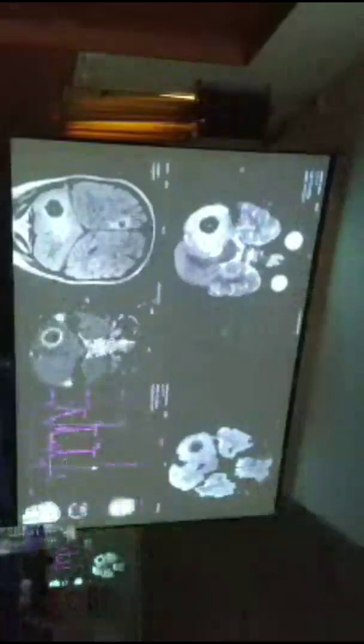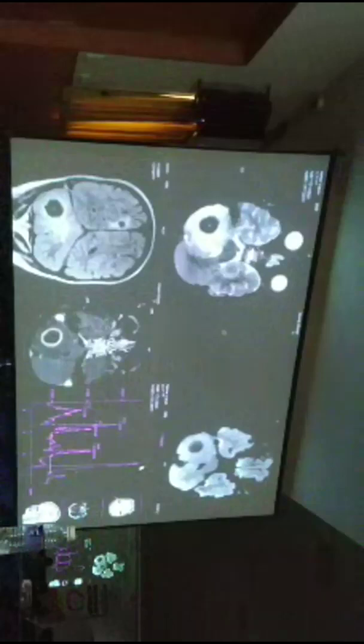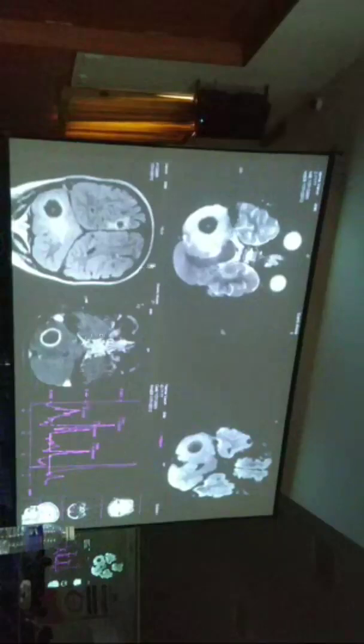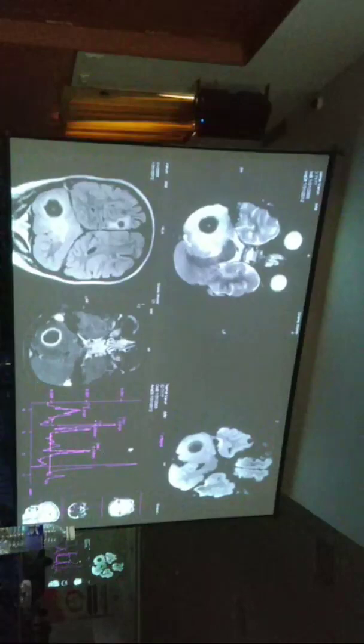And MR spectroscopy again confirms there is a tall lipid peak, which again confirms it is a tuberculoma. So a lipid peak is seen in case of tuberculoma. All other features are also favoring a tuberculous lesion. So MR spectroscopy is very supportive in this patient.